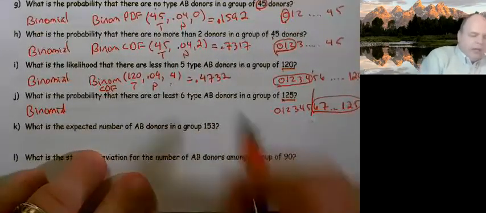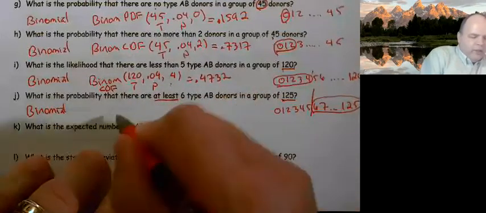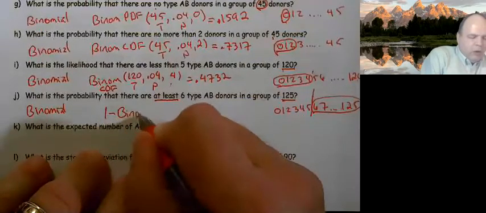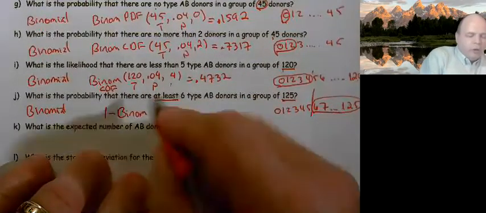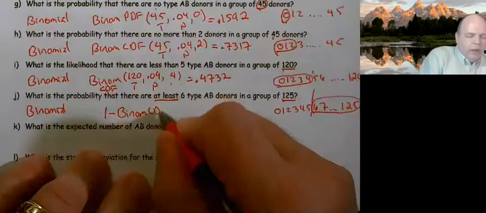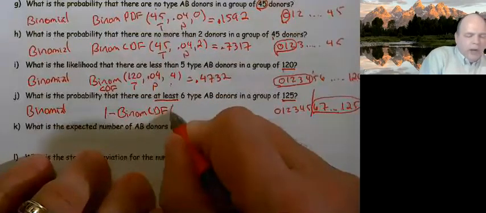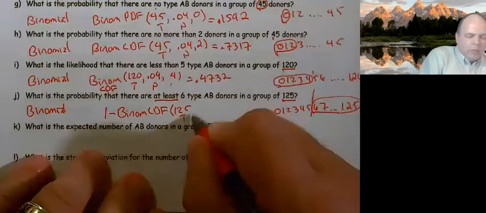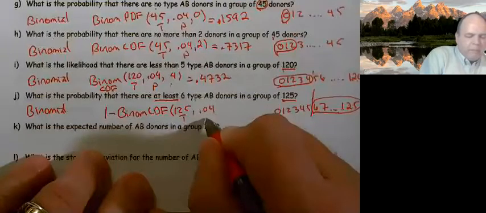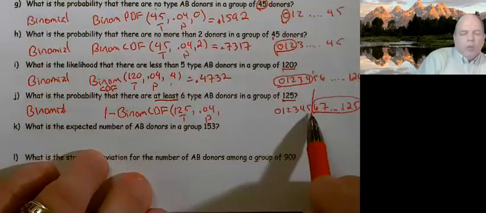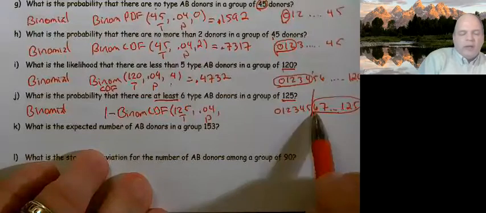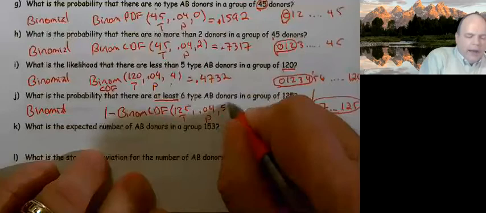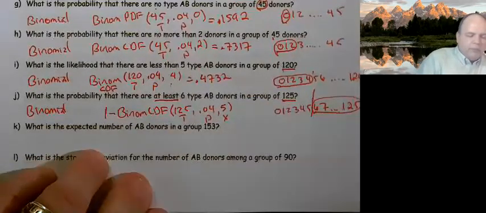Once again, key phrase, at least. At least tells me it's a 1 minus situation, so it's a 1 minus binomial. And since I have multiple values circled, it's a binomial CDF, and I subtract out the highest value I don't want. Well, once again, our trials are 125. Our probability is still 0.04. And be careful, I want 6, so I can't subtract out 6. The highest number that I don't want is 5, so that is my X value.